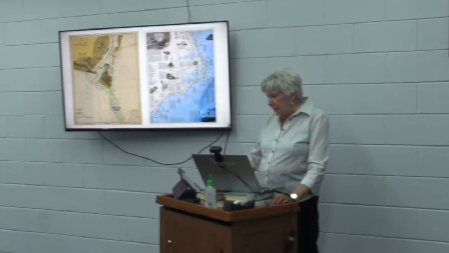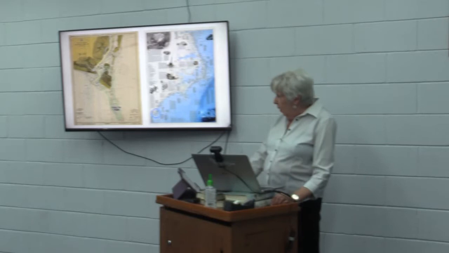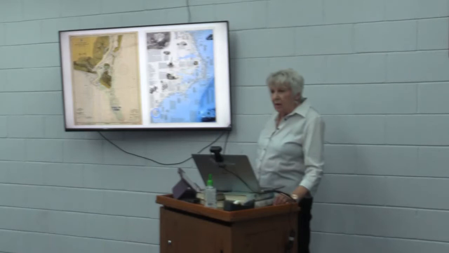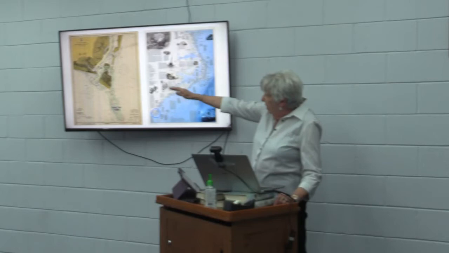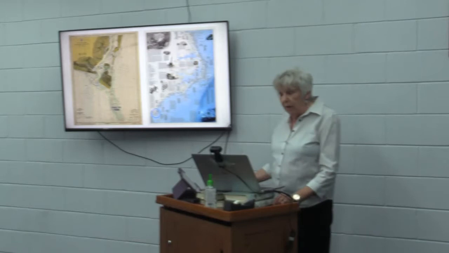You can also see the little red dot up there, that's us, that's Southport. Can you see that? Tiny. And the yellow line is the river coming down from Wilmington, the Cape Fear River. And there's Southport on that side, of course Bald Head over here, and then the shoals are the handle of the frying pan.